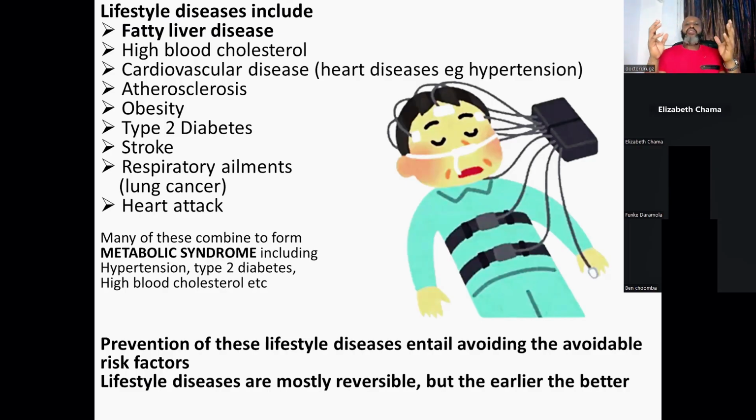But many of these combine to form what is called a metabolic syndrome. And this includes hypertension, type 2 diabetes, high blood cholesterol. These things work together as a team. You see that lifestyle diseases actually move together. One can cause 3, and 3 can cause 1. And that is just how they are. It's like all for one and one for all. You understand? So we have to make sure that we break their cycle, talking about lifestyle diseases.